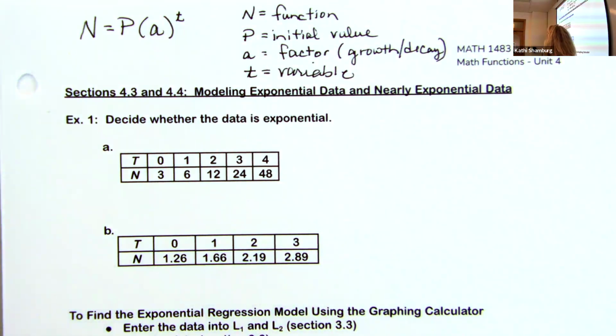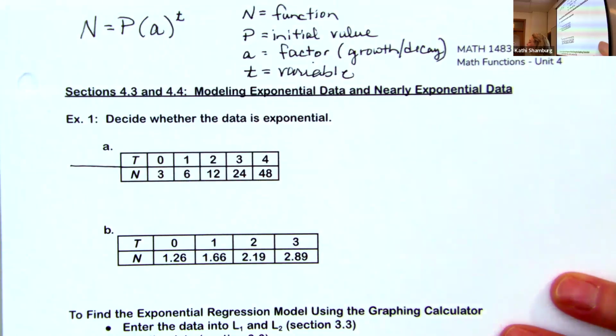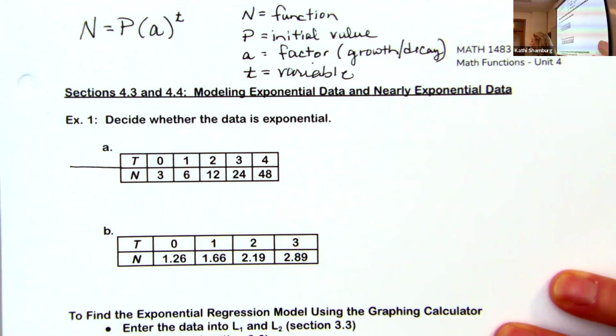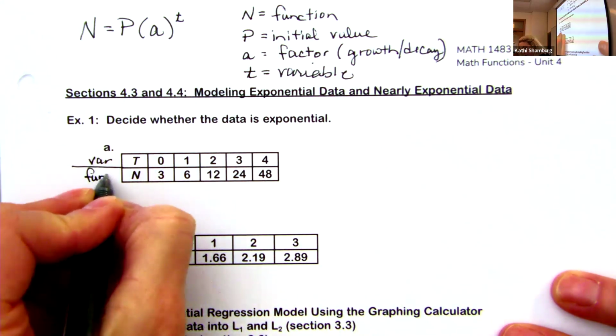If you look at example 1, it says decide whether the data is exponential. Okay, so if you recall when we were talking about linear, it was when the average rate of change was constant. When we're talking about exponential, then we're looking to see if it has a constant factor, which represents a constant percentage growth or constant percentage decay. Okay, so let's look at this first table. Still holds true that this is always our variable and this is always our function.